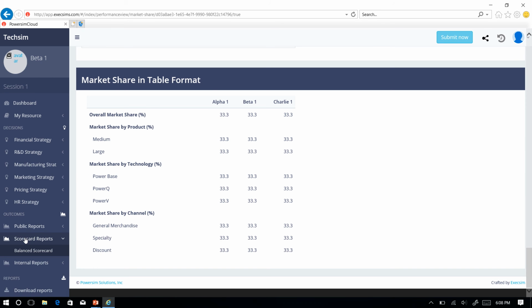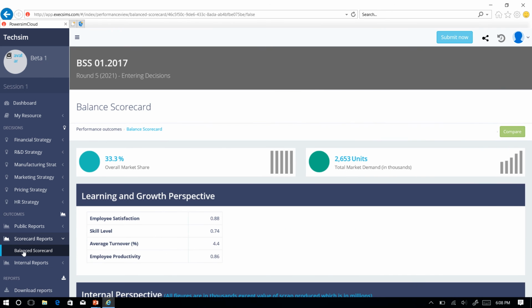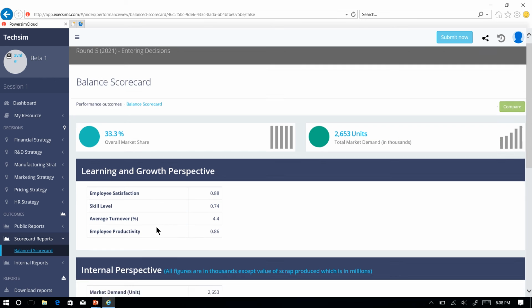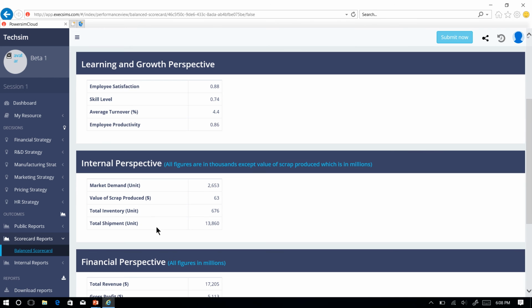And then we're going to look at scorecard reports. And under that is the balance scorecard. And this just gives you the current status of certain things in your company. So things like learning and growth perspective, employee satisfaction depends on things like the salary that you're paying your employees. So as of now, it is 0.88 out of a total of 1.